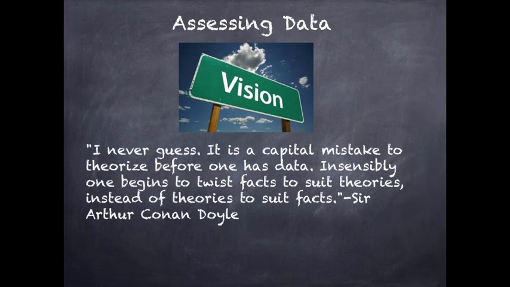Now, in order to assess data and look at the information that you have available to you and make some appropriate conclusions about what these funds should be allocated on, it's important that you look at some data and then develop a vision. This is an important quote from Sir Arthur Conan Doyle. He's the author of the Sherlock Holmes book series and obviously is very logical.